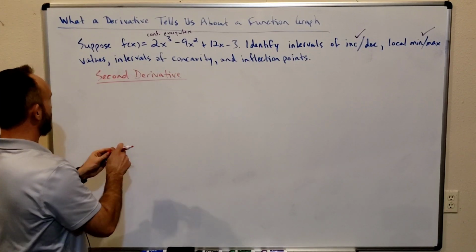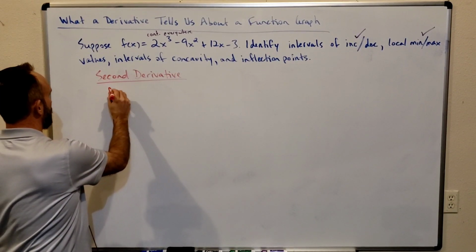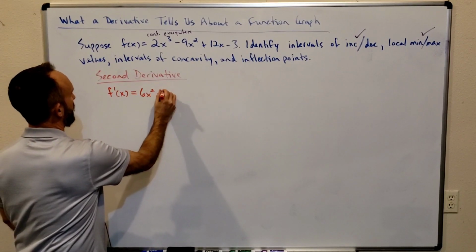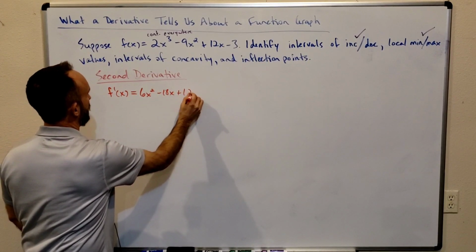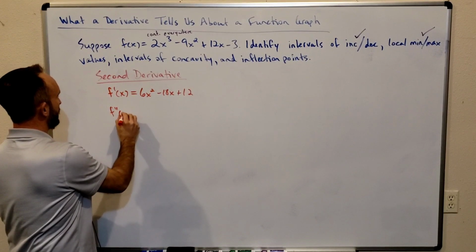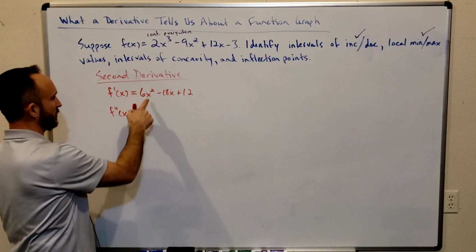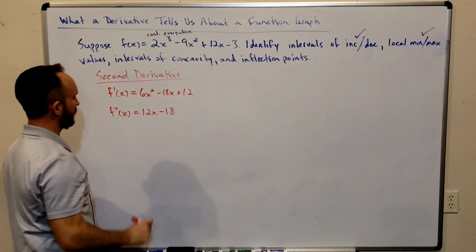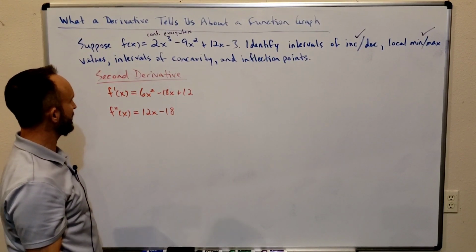All right, so f prime of x, just to recall, is 6x squared minus 18x plus 12. If I differentiate again, I get my second derivative, which is 12x minus 18.